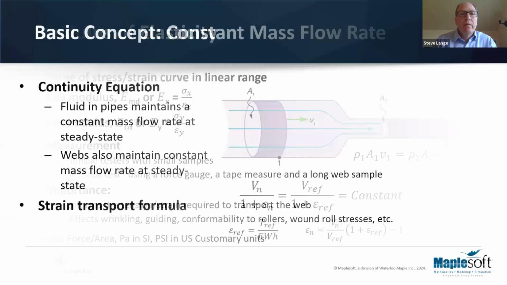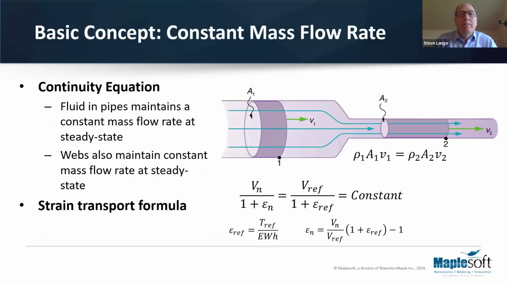we now switch to the basic concept first of constant mass flow rate. When I was in chemical engineering school, we learned a lot about fluid flow in pipes, and one of the first equations I recall was this continuity equation, which is that fluid in pipes will change their velocity to keep the mass flow rate constant. So if the fluid goes through a constriction, it will accelerate to a higher velocity to keep the mass flow rate the same. It's conservation of mass, basically.